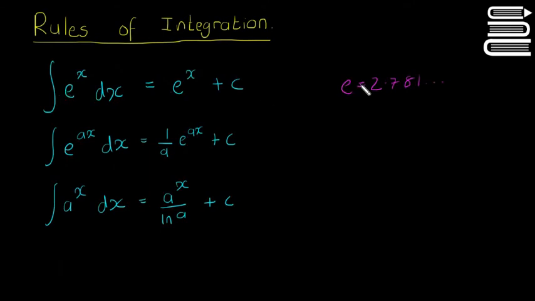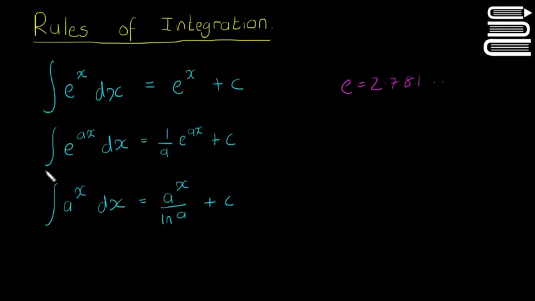So e is just a number. It's like pi that goes on forever, and it's a really special number. It's about 2.781, and it keeps going on. It's especially special in calculus, because when you integrate e to the x, you get e to the x. You get itself back, okay? It's the only number that does that. And then plus the constant of integration as well. That's one of the rules, okay?